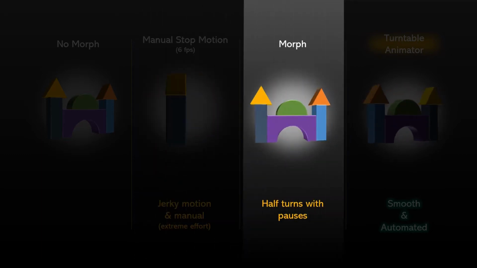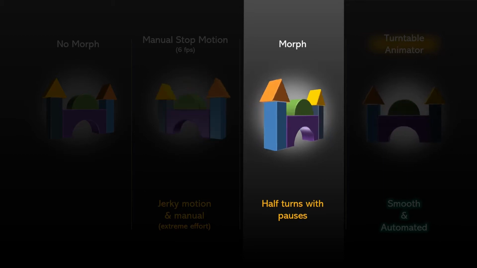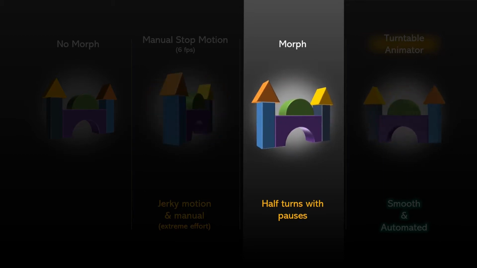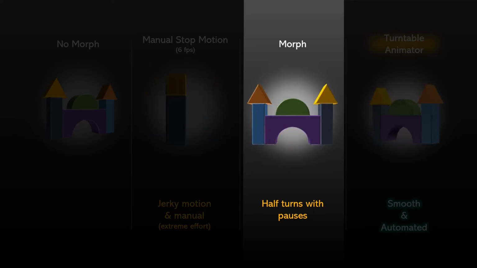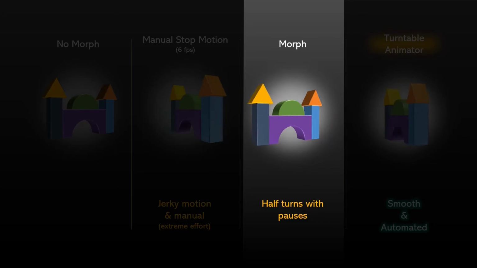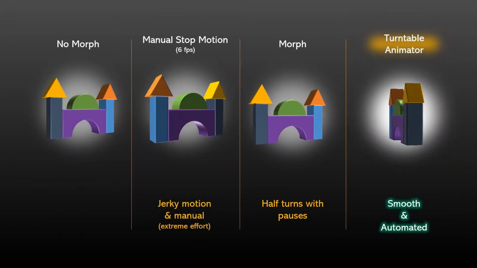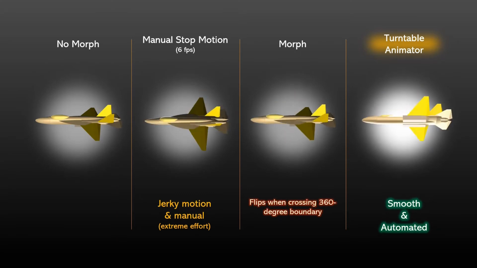With Morph, we can create half-turn poses to create a turnaround effect. This may be acceptable for many applications. However, the half-turns introduce pauses, and ease in and ease out effects that may not look good in some cases. You may be looking to create smooth and seamless looping turntable animations.